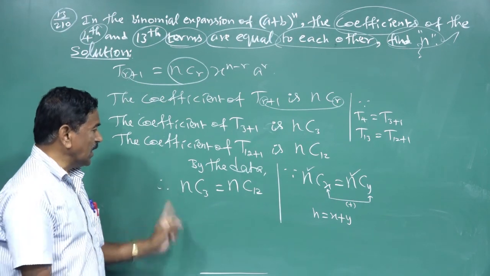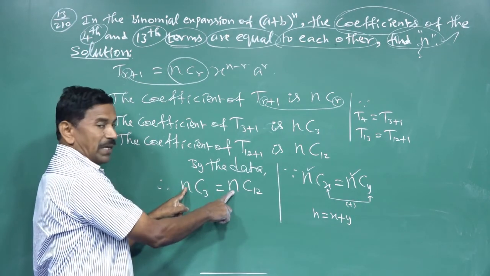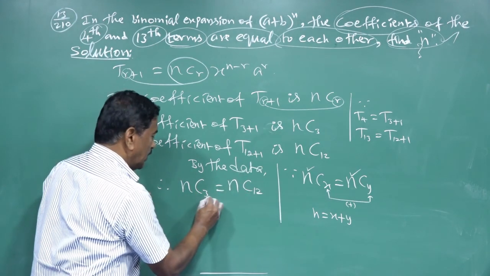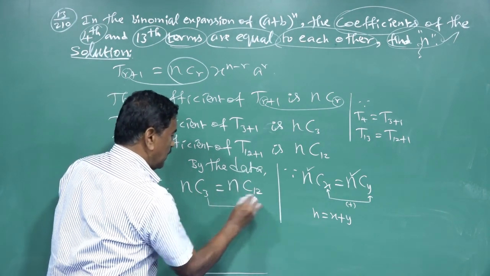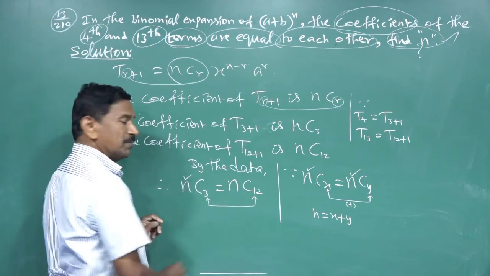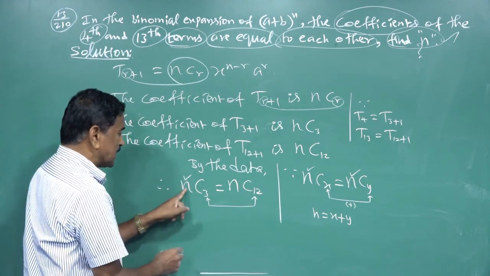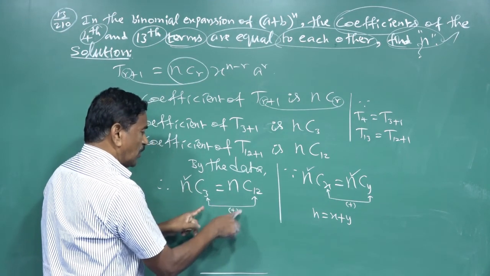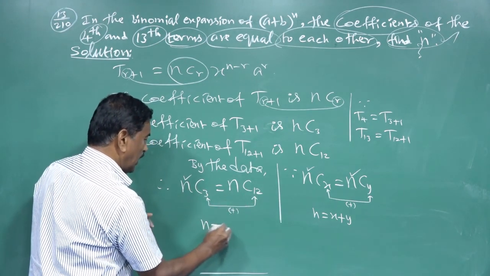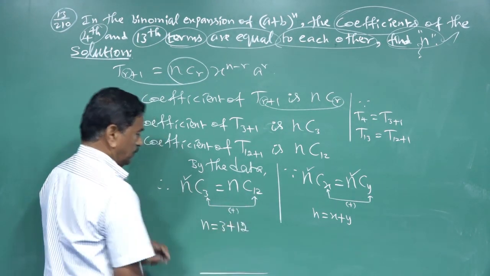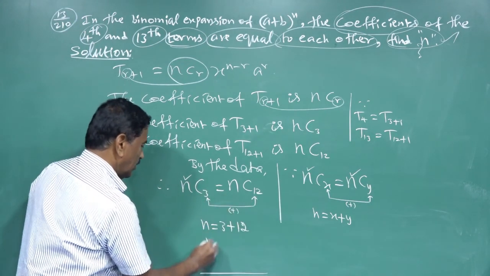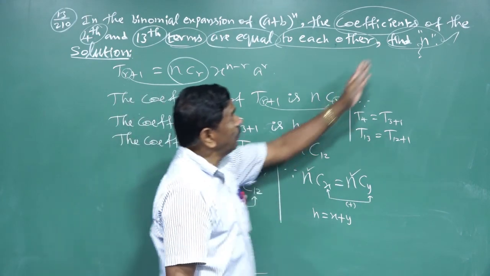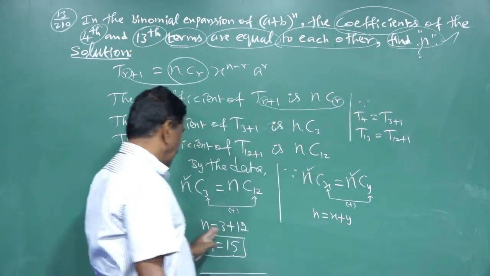Using that idea, here also, first number n equal. If the two combinations are equal, then the sum of the suffix is equal to the first number. That is, first number is equal to sum of the suffix. Therefore, n is equal to 3 plus 12. Therefore, n is equal to 15. We are asked to find the value of n. Yes, the value of n is equal to 15.